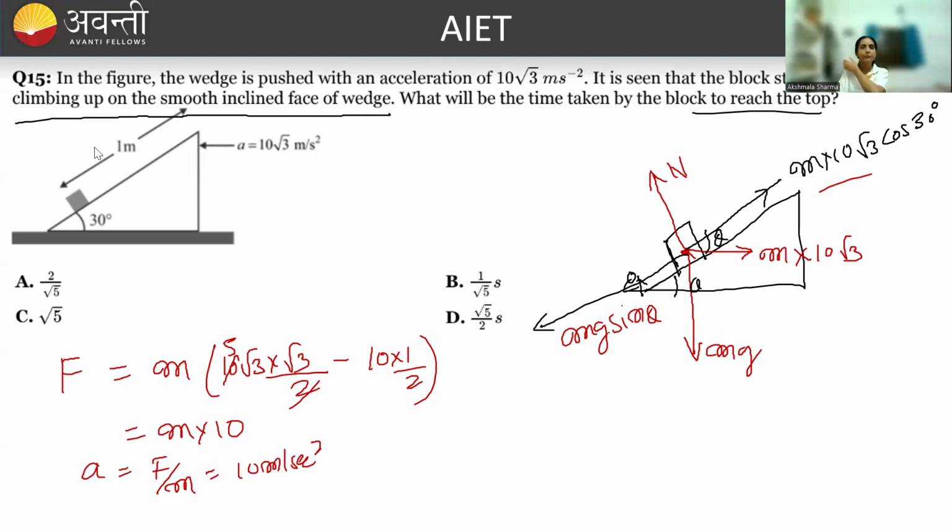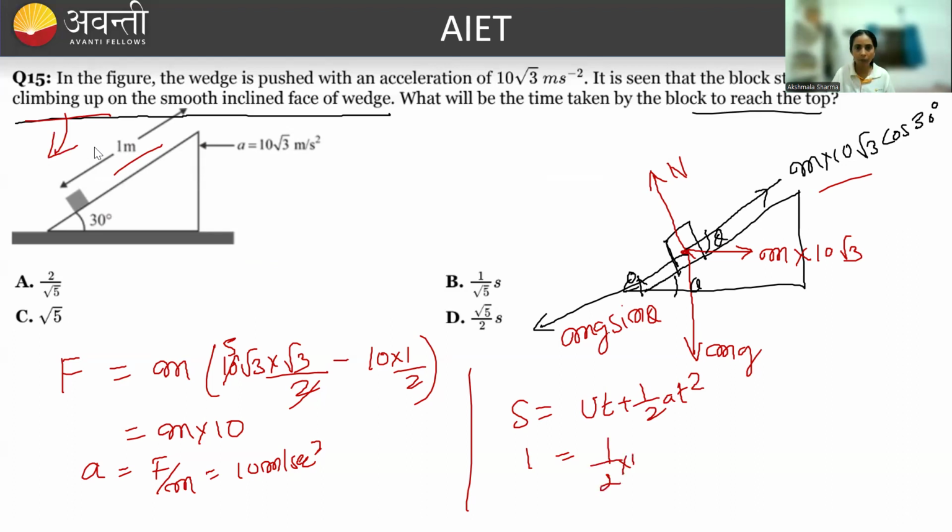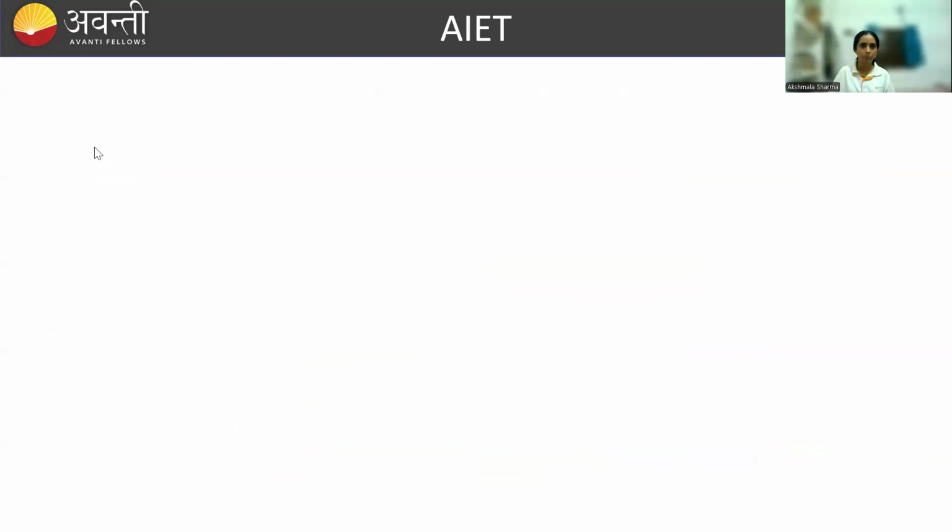What will be the time taken by the block to reach the top? Top means it has to cover a distance of 1 meter. So S equals ut plus half at square. S is 1 meter. Initial velocity is 0 because it's starting from rest. Block starts climbing up, it is written, which means its initial speed was 0. Half into 10 into t square, so this is 5 t square. The value of t will be 1 by root 5. So B will be your correct answer. So let's write here, answer is equal to B.